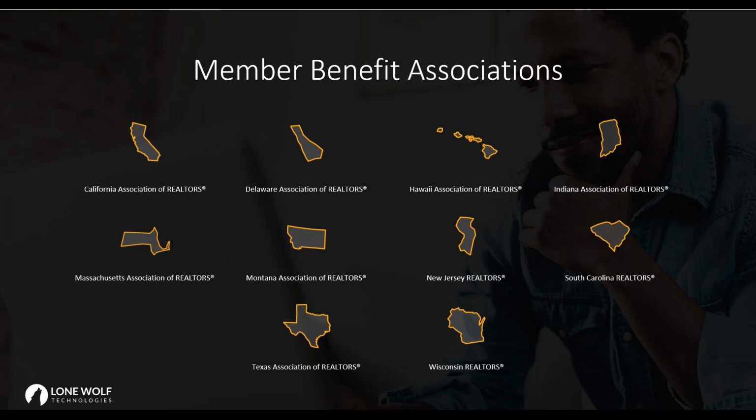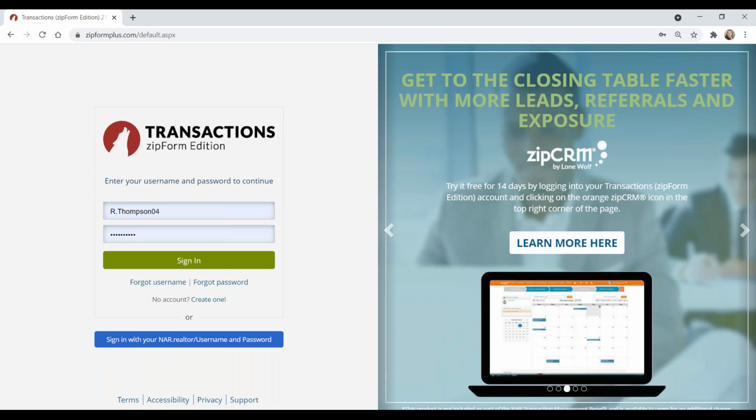And one thing I want to say before we sign into our transaction Zipform Edition account, today we are only discussing the Digital Ink 2.0 powered by Authentisign. We are not going to be talking about checklists or templates, etc. I just wanted to point that out to everybody. So again, now we are going to sign into our transaction Zipform Edition account. To sign into your account, you do want to go to your browser, and you can type into the browser www.zipformplus.com.